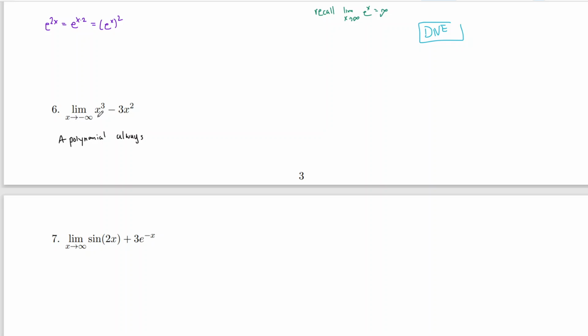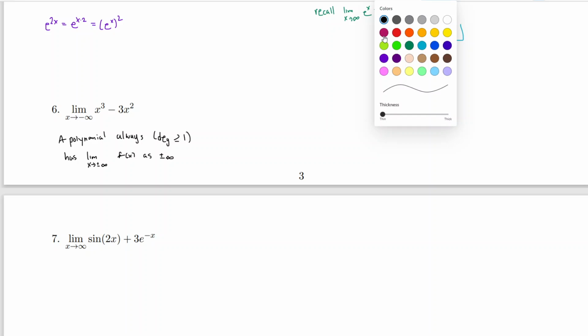Unless it's just a number. I should say if it's just a number, like the limit as x goes to negative infinity of 3, then it's just 3. But a polynomial, as long as its degree is greater than or equal to 1, which means it's not just a number, always has limit as x goes to infinity or negative infinity, doesn't matter, as plus or minus infinity.